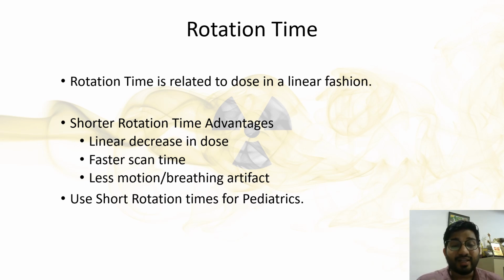Shorter rotation time has advantages: a linear decrease in radiation dose, faster scan time, and less motion and breathing artifact. Use shorter rotation time for pediatric patients, and also for subconscious patients, to avoid movements. Also, there is a disadvantage, which is about the tube life. If you are continuously using the shorter rotation time, the tube life may decrease.